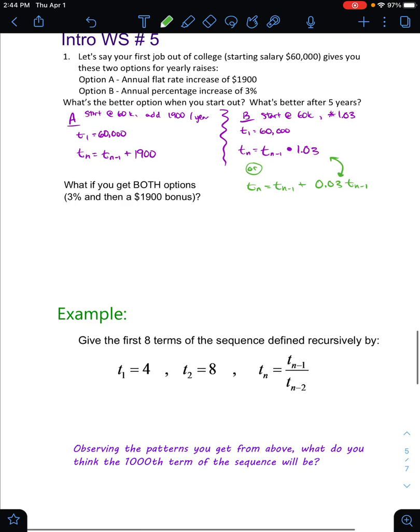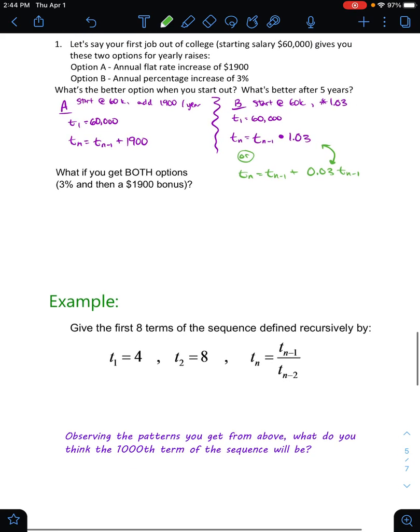And then what if you get both options? You get the 3% increase and a $1,900 bonus. Let's make that a concept check. Try to write the formula or the recursive formula for this example.